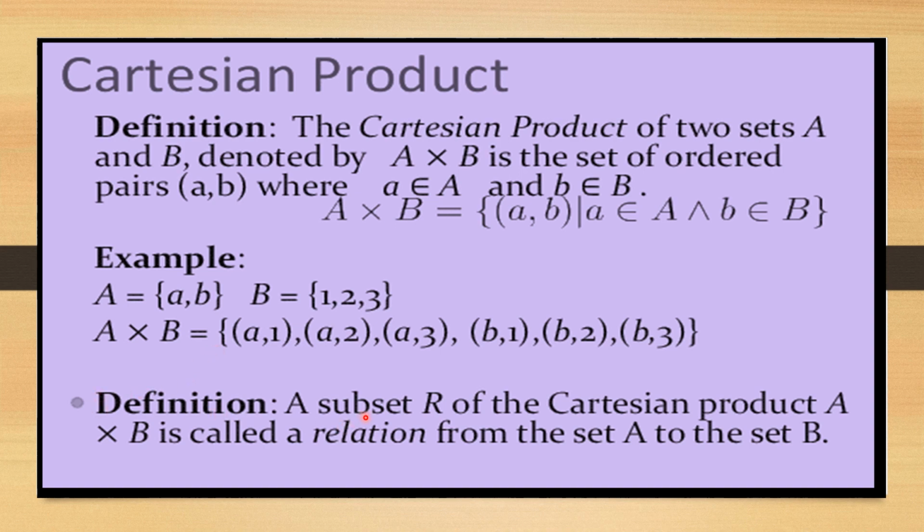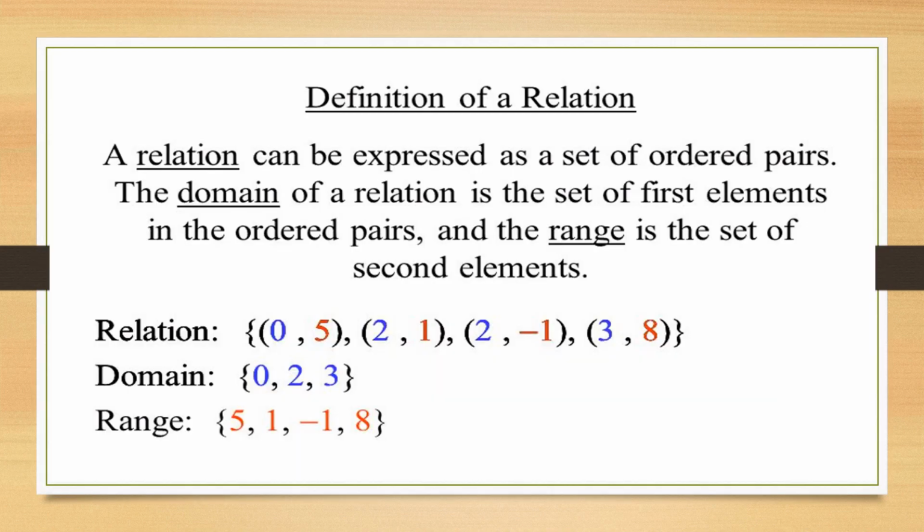Now, a subset R of this Cartesian product A cross B is called a relation from the set A to the set B. We have done this in class 11 also. That is, a subset R of the Cartesian product A cross B is called a relation from the set A to the set B. So a relation can be expressed as a set of ordered pairs.